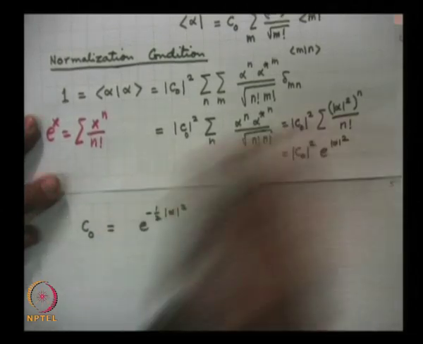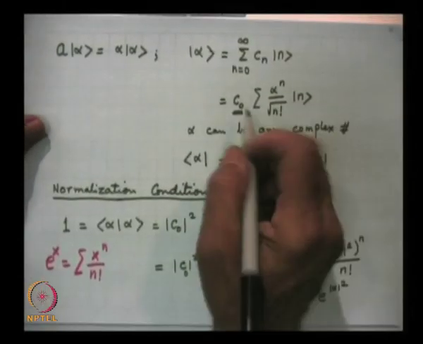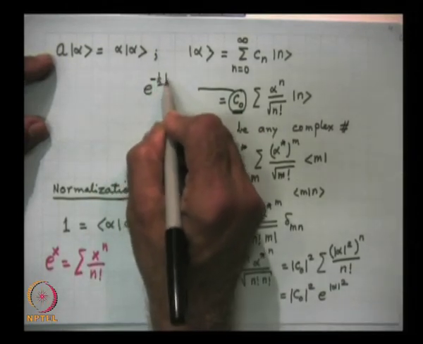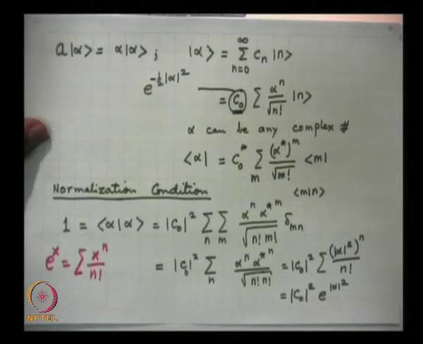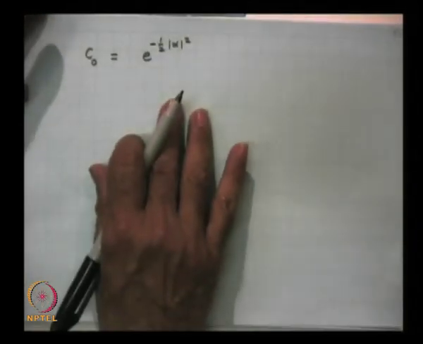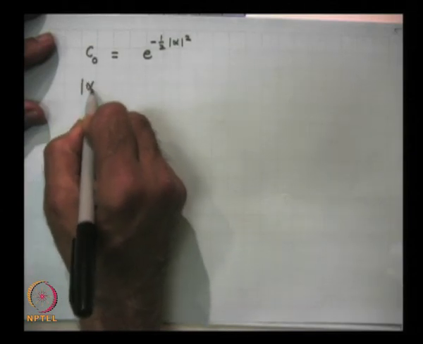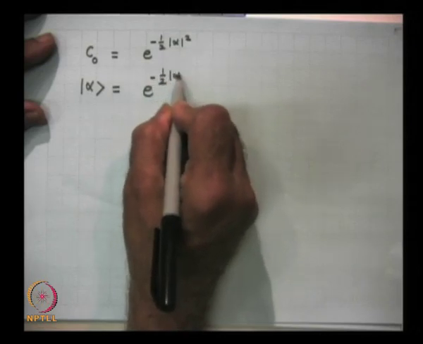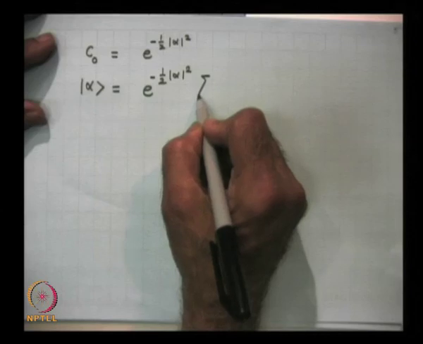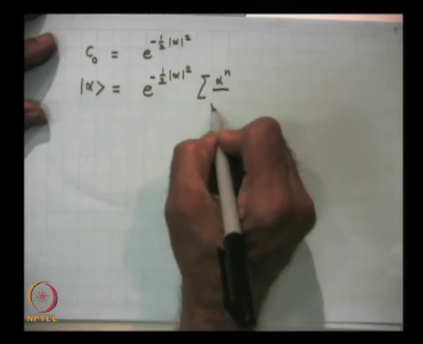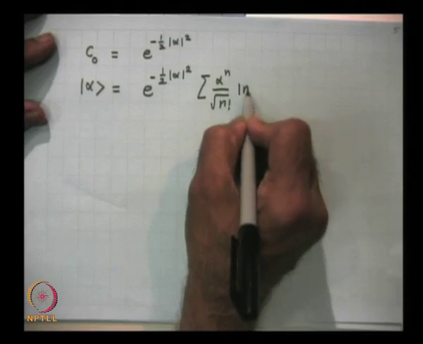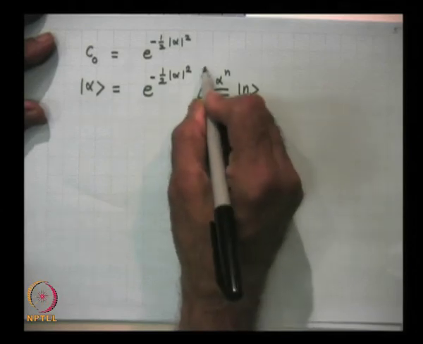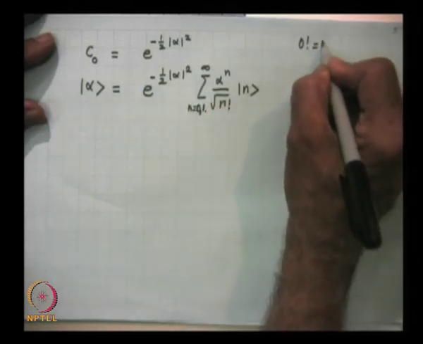And therefore, if I substitute the value of C 0 here, I just now proved that this is equal to minus half alpha square. So, we obtain for the coherent state, and this is a very important result which I would like all of you to remember, e to the power of minus half alpha square, and then alpha to the power of n over square root of n factorial, ket n, n going from 0, 1, 2, 3. 0 factorial is 1, as I am sure all of you know.